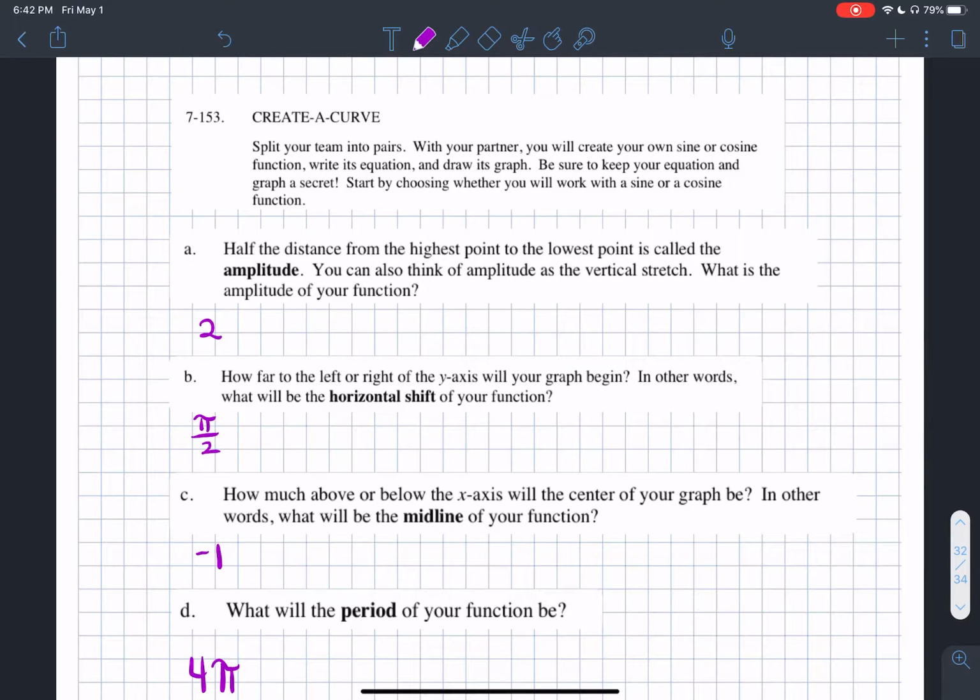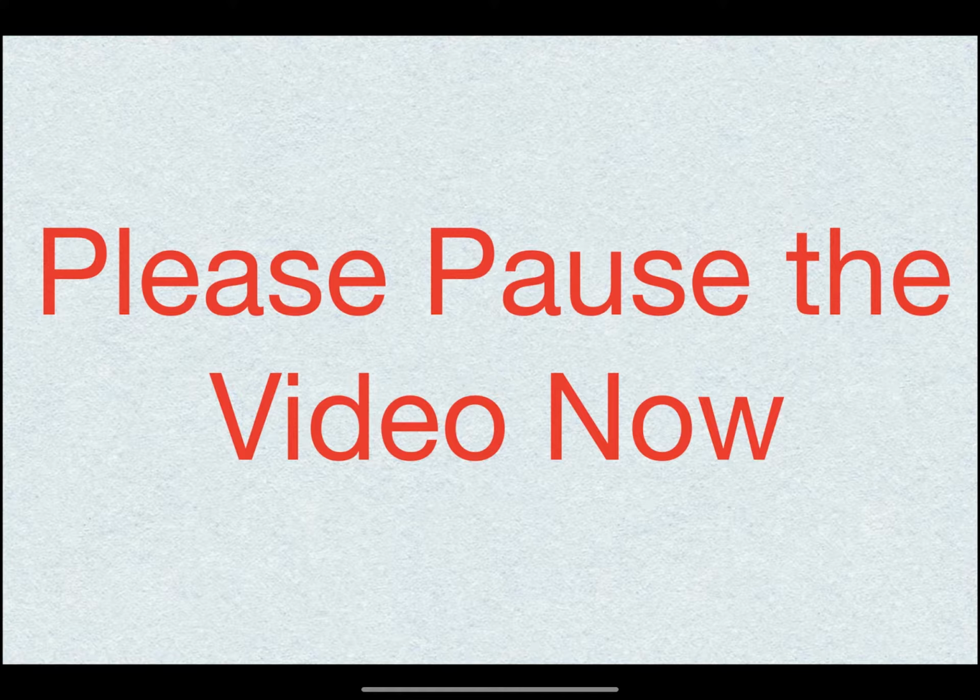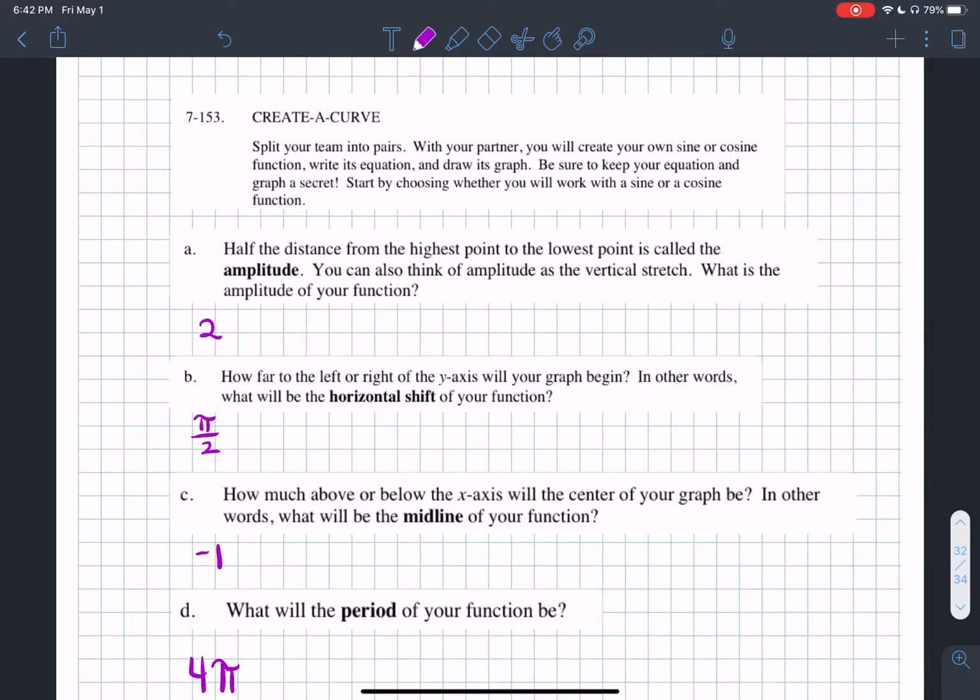Now that you've already chosen your horizontal shift, please read part C. Pause the video now to read part C and think about what it's asking you to do. Part C is asking you to choose the midline of your function. I chose -1, so please choose something other than -1 for the midline of your function. Pause the video now to choose your midline.